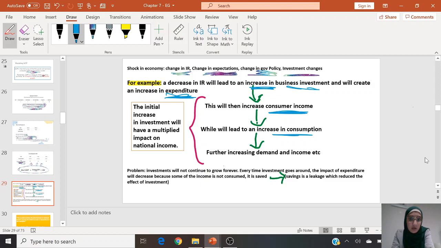If there's an increase in consumption, that's going to further increase the demand and income as well. Look, if there's an increase in consumption, that basically means that people are demanding more, right? If I get more money, if I get more pay, more salary, I then want to go and buy more things. If I want to go and buy more things, businesses need to be able to provide me those things, right? Because there's more demand. And if there's more demand, then businesses will actually produce more.